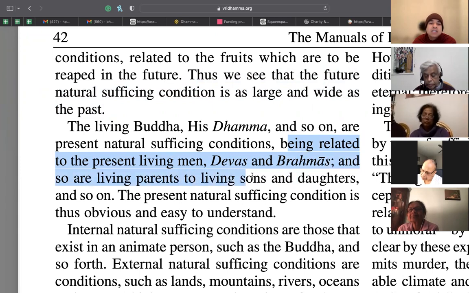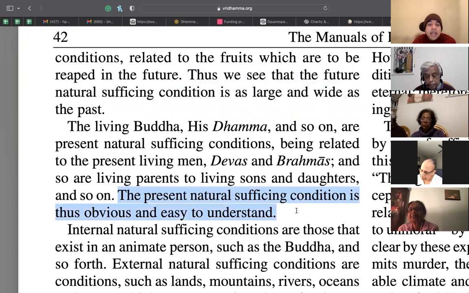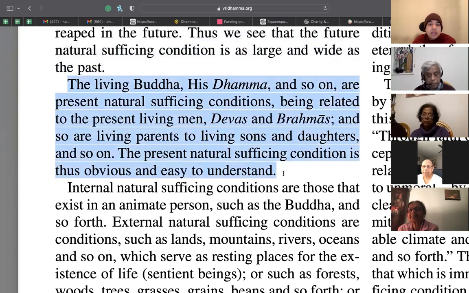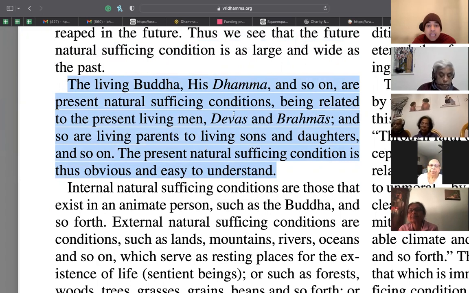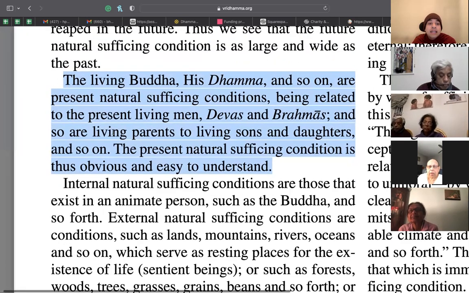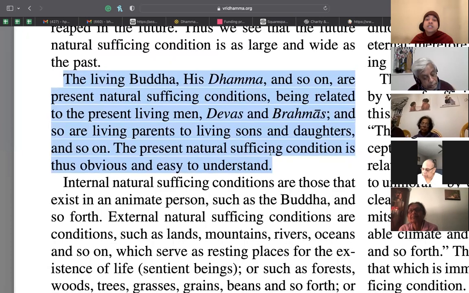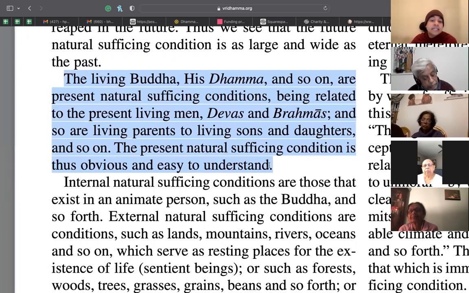So are the living parents, the sons and daughters, and so on. The present natural sufficing condition is thus obvious and easy to understand. Again, can I repeat? The living Buddha, his Dhamma, and so on are present natural sufficing conditions being related to the present living men, devas, and brahmas. And so are living parents to the living sons and daughters, and so on. The present natural sufficing condition is thus obvious and easy to understand.